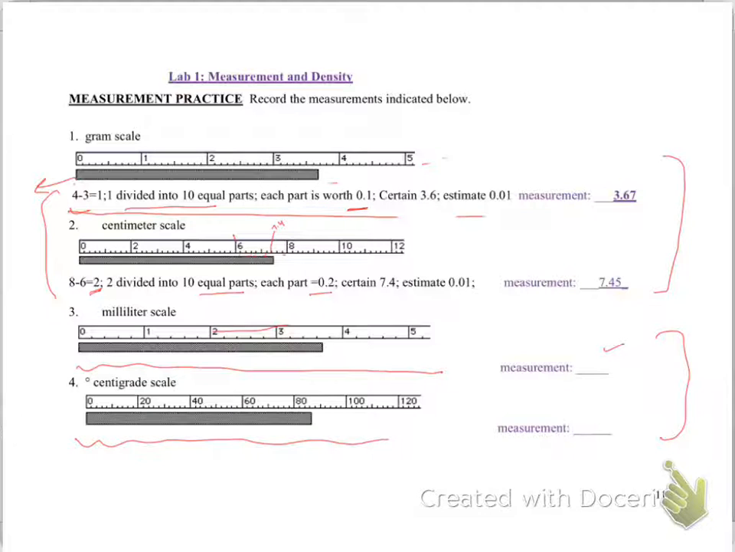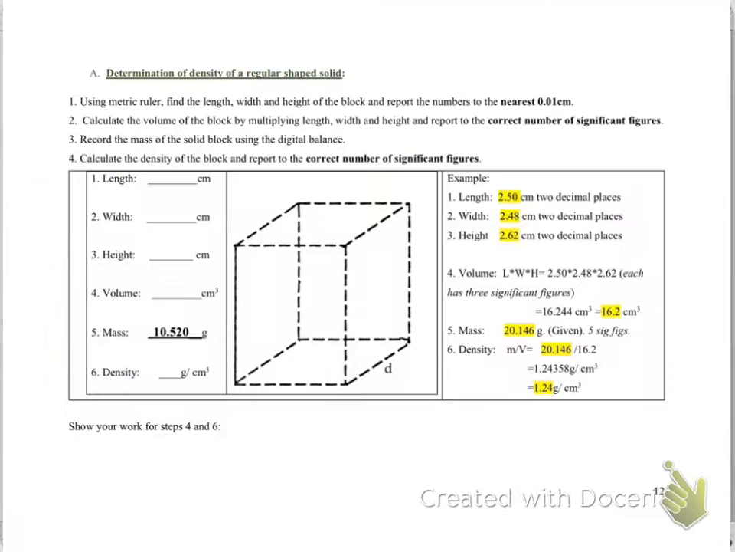But then this is not exact as 7.4. It's between 7.4 and 7.6. So that means I have to put one estimated digit at the second decimal place. So give me 1 second. So I put 5, 7.45. So you're going to give your estimates. You're going to write down this whole line here, what you're picking the points, and then you're going to give the measurements. Your next will be the determination of a density of a regular shaped solid.